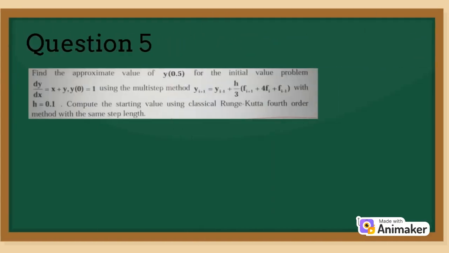For question 5, the step length is 0.1 and dy over dx is y plus x. The initial value of x is 0 and the initial value of y is 1. Since the initial value of x is 0 and the step length is 0.1, there are 5 steps required to complete this computation. After we are done with the computation, we find y5 using the multi-step method. The values of step length, x, and y are the same. We then compare the result with the y5 we get using Runge-Kutta.